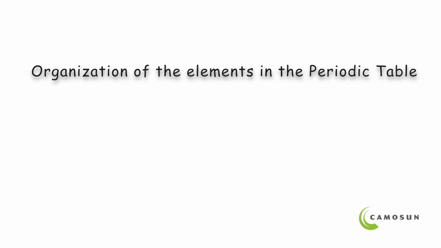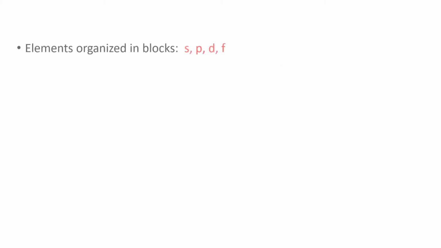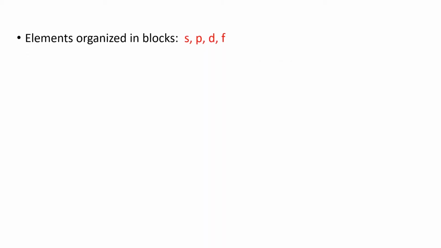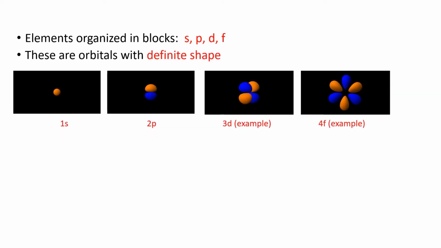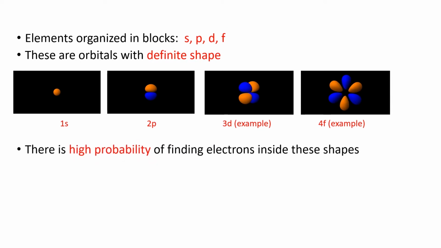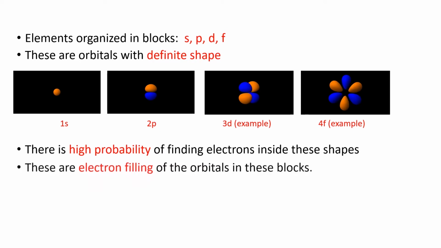The elements are also organized in S, P, D, and F blocks. These blocks represent orbitals with definite shape, determined mathematically through the solution of a wave function. Within these shapes are the high probability of finding an electron. In each of these orbital sets, there is the sequential filling of electrons from left to right.